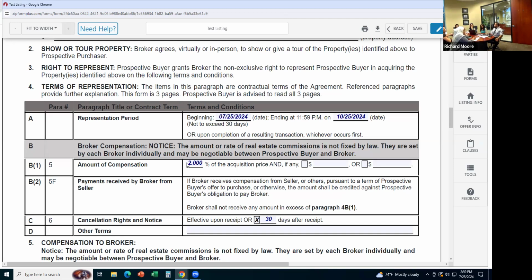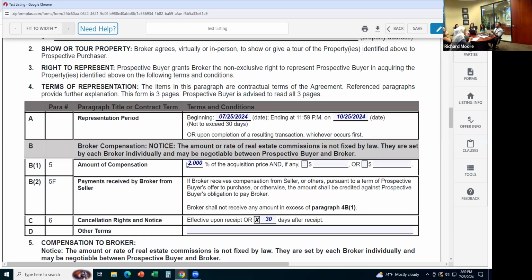It's available on ZipForms already. But the commission section in the MLS field is going to change, I think on August 17th. So no more commission offering after August 17th. But technically, that doesn't mean that they're not willing to pay.